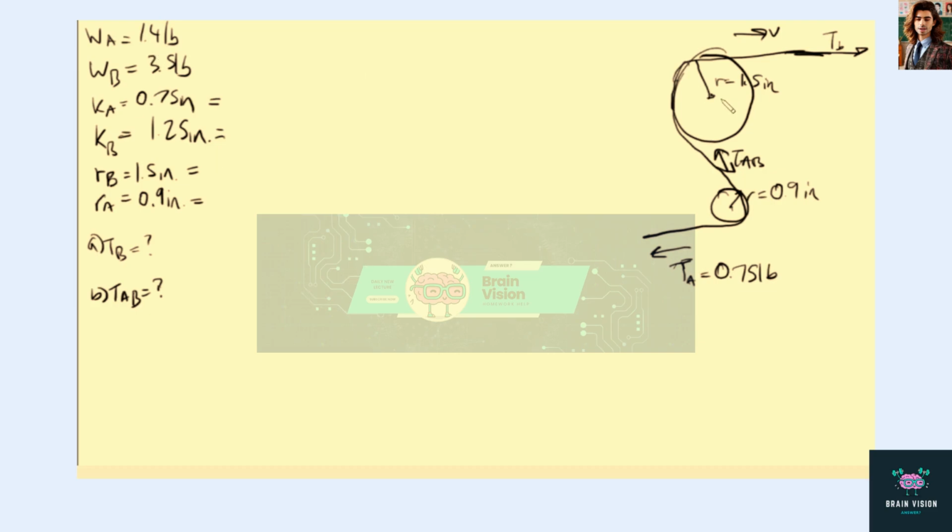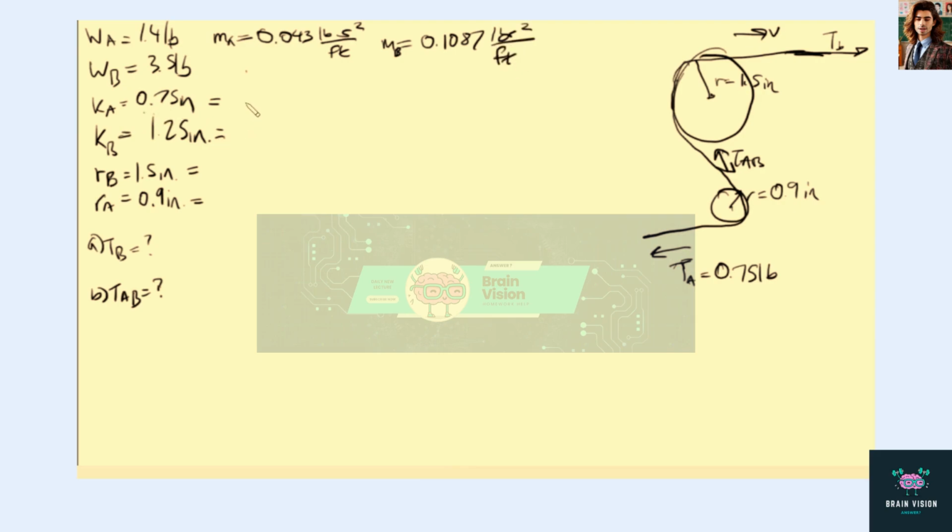We're told the weight of the top disc. I don't know why they gave us the weight and not the mass, because this just requires a silly conversion that takes up time. We're going to divide this by 32.2 and we get a mass of 0.043 pounds second squared per foot. We do the same thing for B, and M of B is 0.1087 pounds second squared per foot.